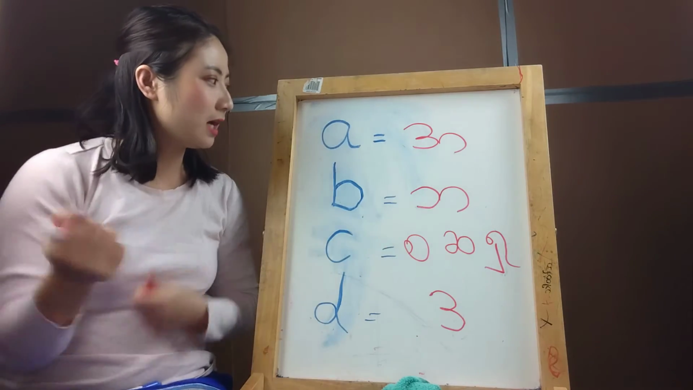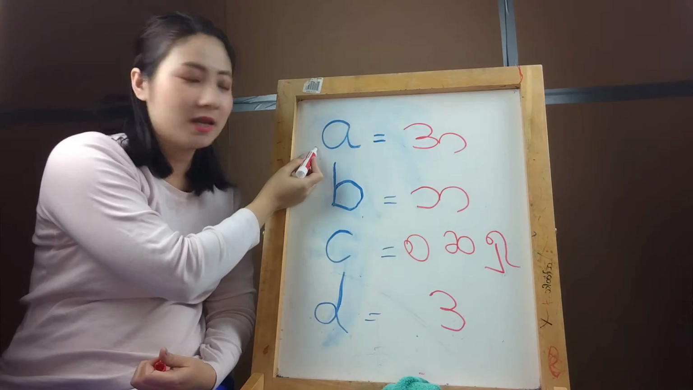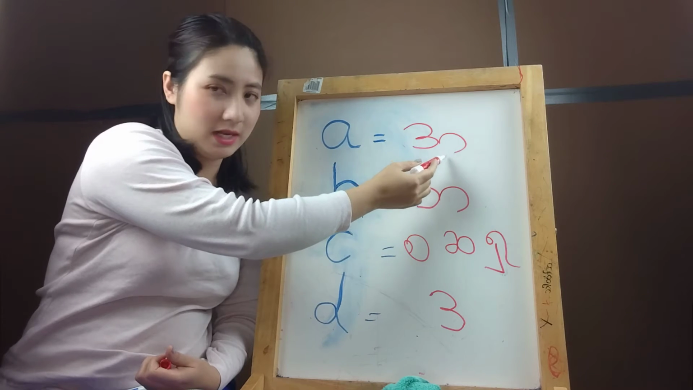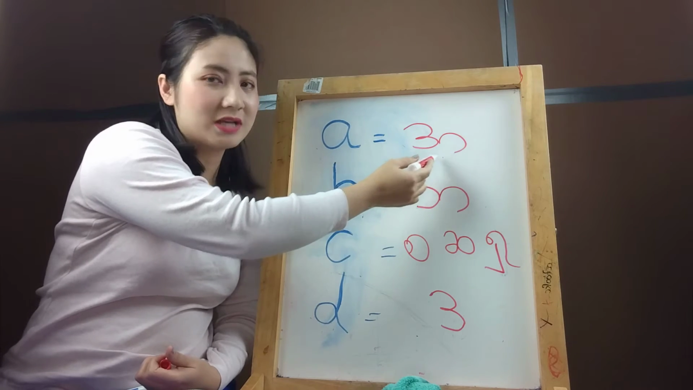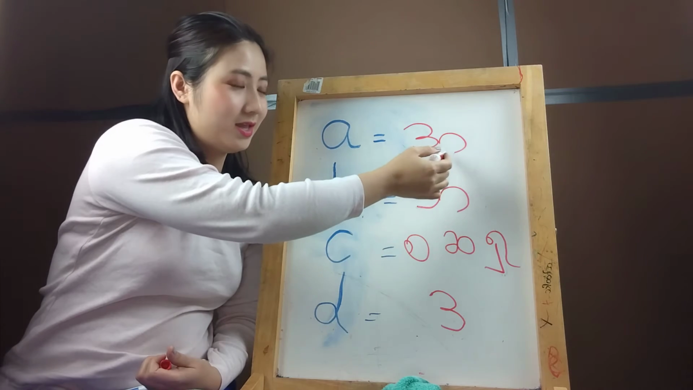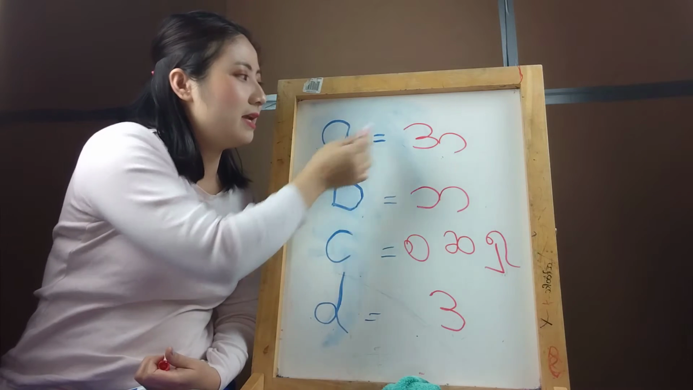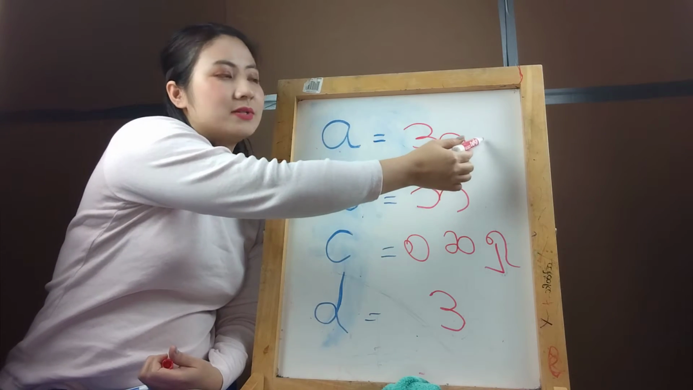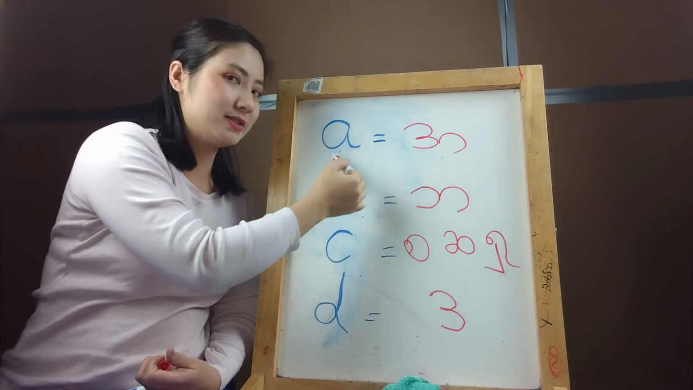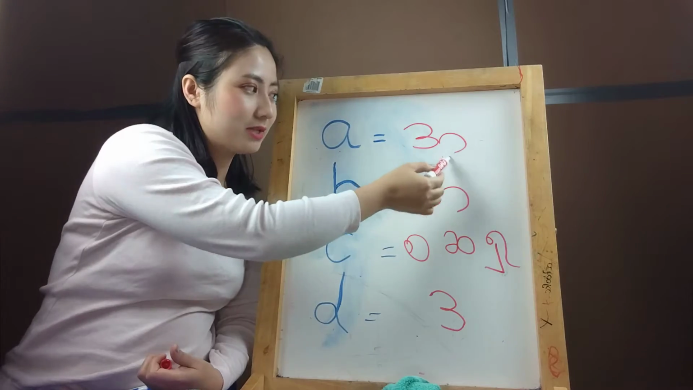So the first one, in English we have a, and then in Korean this is also a. Okay, but it's just the sound. It makes a sound. Okay, this is a, but in Korean it looks like this. Okay, this Korean alphabet makes the same sound as a. So a in English looks like this, in Korean it looks like this.